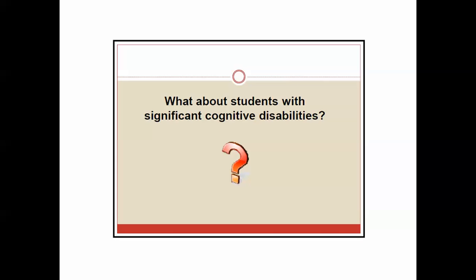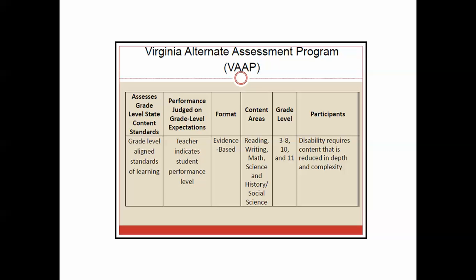So what about students with significant cognitive disabilities? We are looking at the Virginia Alternate Assessment Program. It assesses grade level content standards, the grade level aligned with standards of learning. Performance is judged on grade level expectations. The teacher indicates student performance level. The format is evidence-based. The content areas are reading, writing, math, science, and history, social science. Grade levels 3 through 8, 10 and 11. And participation disability requires content that is reduced in depth and complexity.